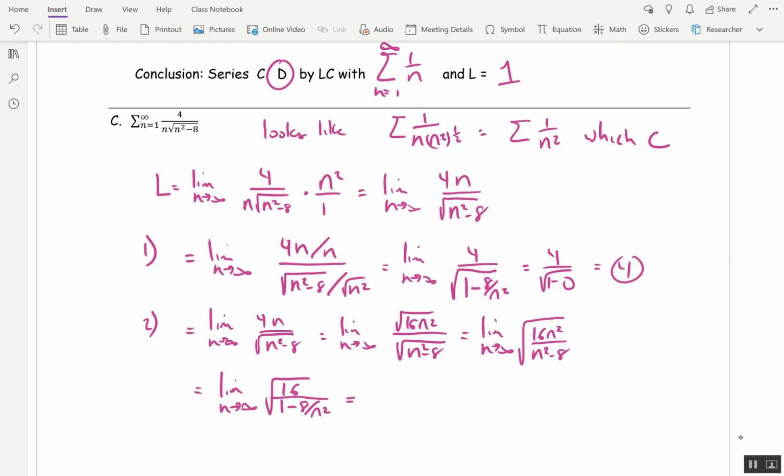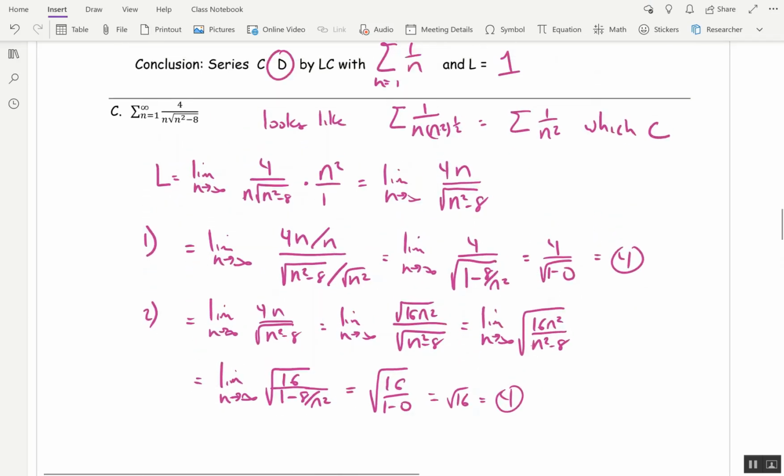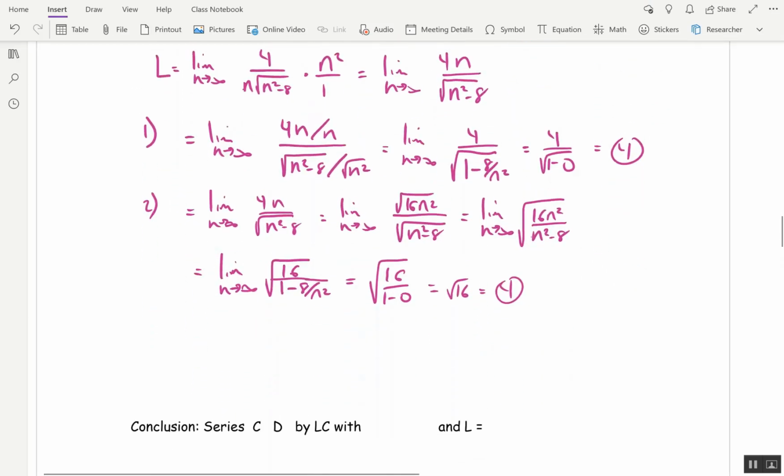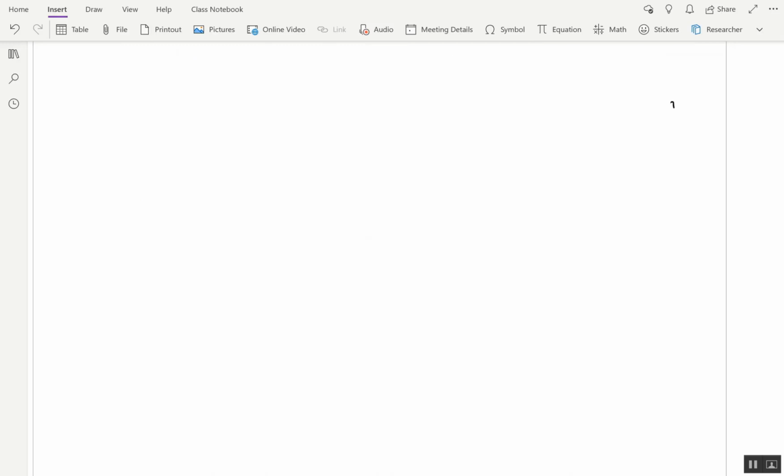Okay, now take the limit. You get the square root of 16 over 1 minus 0. Square root of 16 is 4. So same answer, just a different method. You use whatever one you like the best. And so what's our conclusion? Well, our conclusion is our series converges because we compared it with a convergent P series, and L was 4. Okay, and that is the end of this section.